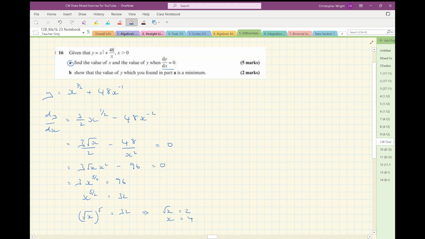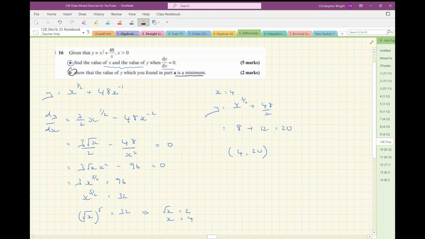There you go, so x equals 4, and I'm asked to find the value of x and the value of y. So when x equals 4, y, of course, is equal to x to the power of 3 over 2 plus 48 over x, which is going to be the square root of 4 cubed plus 12, which is going to be 20. So my answer to part A is that the value of x and the value of y when dy by dx equals 0 is (4, 20).